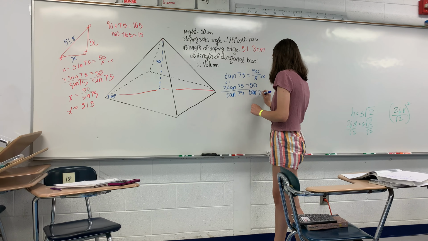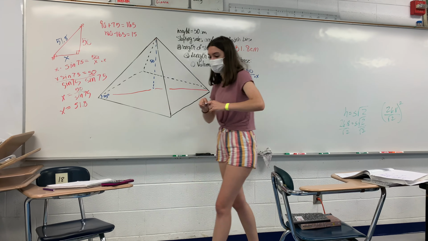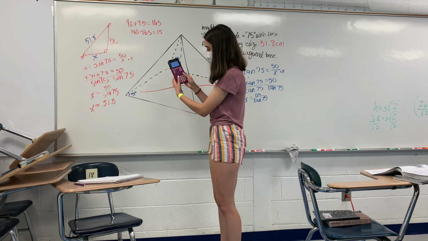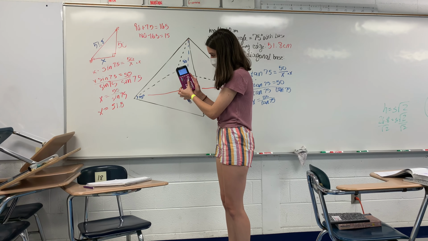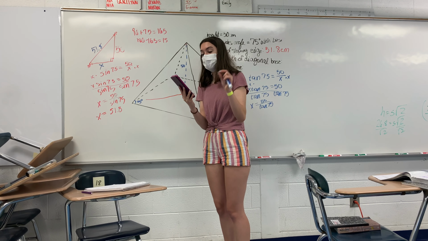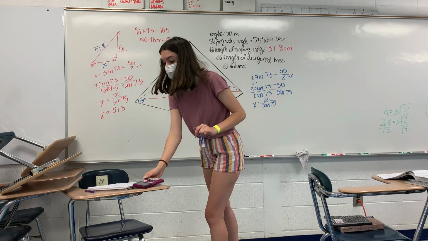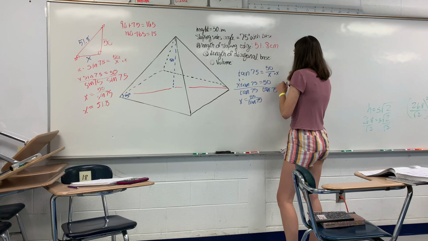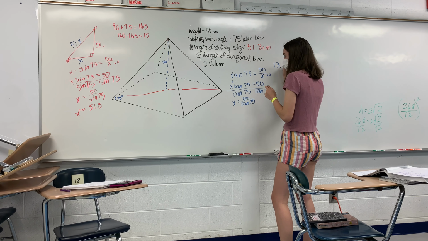So we get x equals 50 over tan of 75. Now we're going to plug that into our calculator. So we get 50 divided by the tangent of 75, close parentheses, equal. We get 13.39, which we are going to round up to 13.4. Again, we're rounding because we need 3 significant figures. I already mentioned that. So we're going to do 13.4.